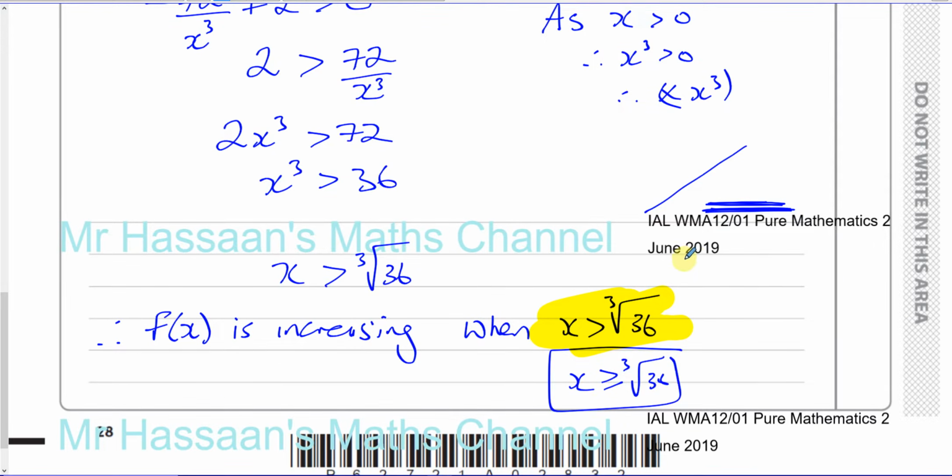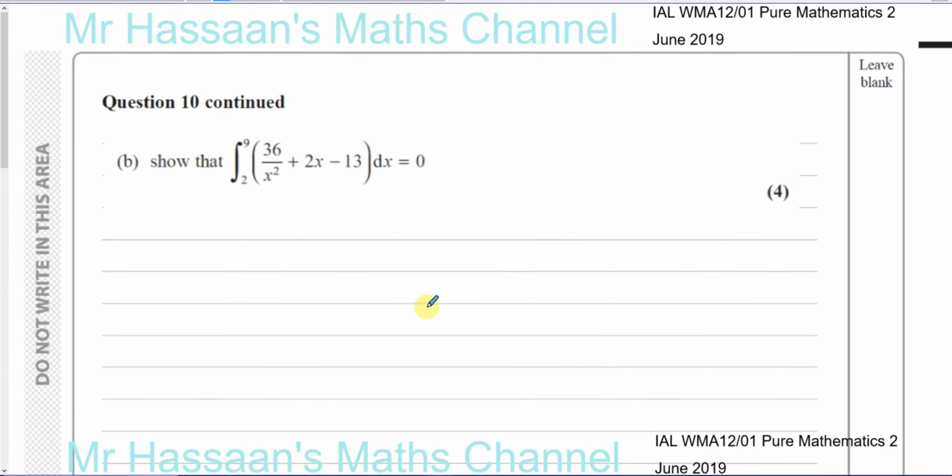Okay, no problem. Next question, number 10, part B. It's saying show that the integral of 36 over x squared plus 2x minus 13 with respect to x between the limits of 2 and 9 is equal to 0. Okay, so for a question like this, you have to be very clear to show your steps, because they've already told you what it's equal to. So if you just write a whole mess here that doesn't make sense and you put equals 0, you're not going to get the marks. So you've got to make sure that you write everything clearly.